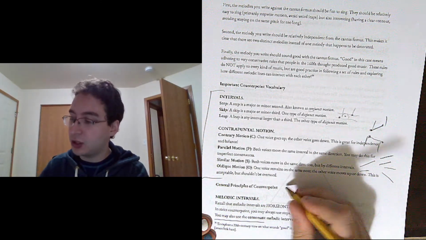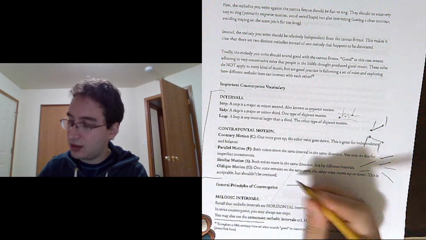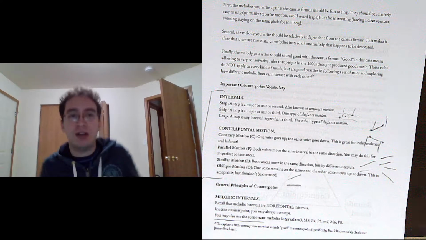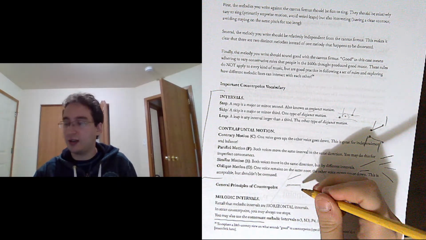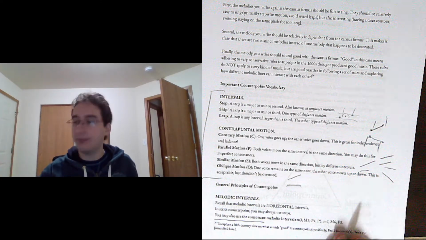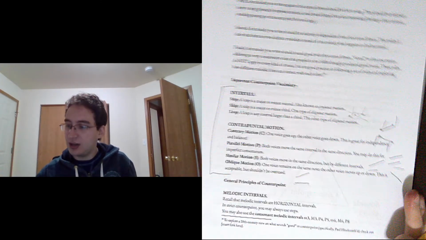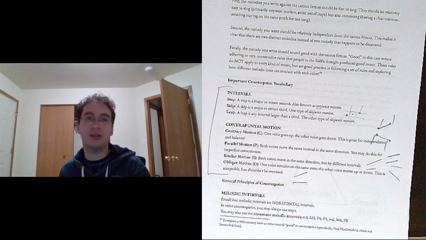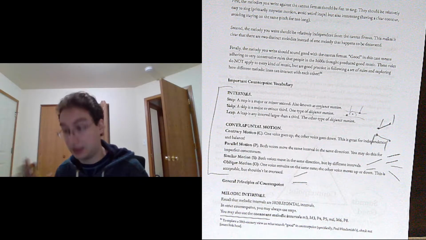And then oblique motion would be one voice remains on the same note and the other changes, either going up or down. That's fine, but you shouldn't overuse it, because again, if you have too many notes that are the same in one of the voices, then that gets boring and therefore not fun to sing. So last section here is just talking about some general principles that you'll have a lot more practice with. So just listen for now and worry about it later.